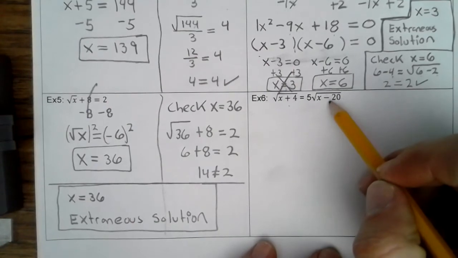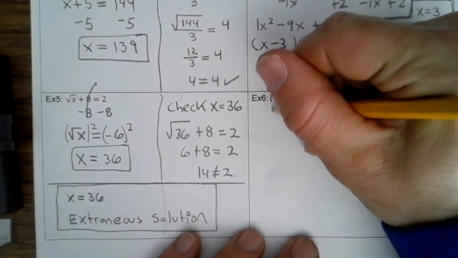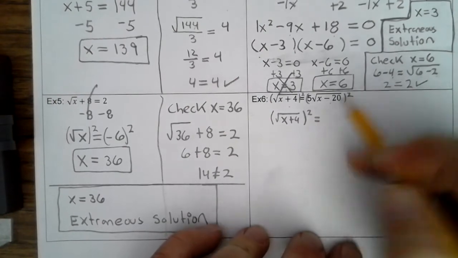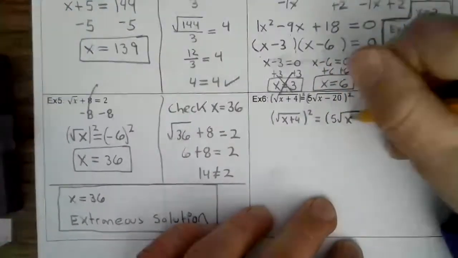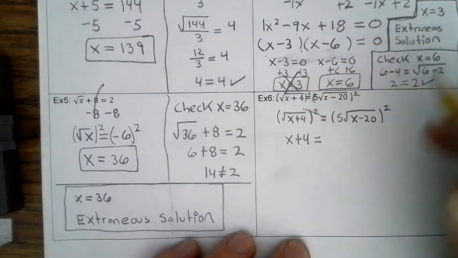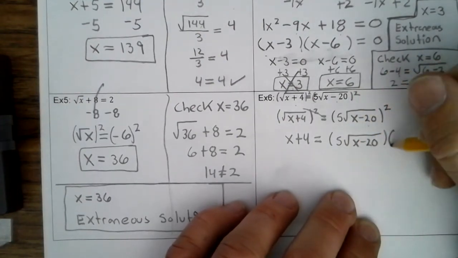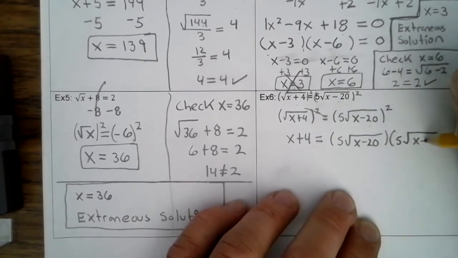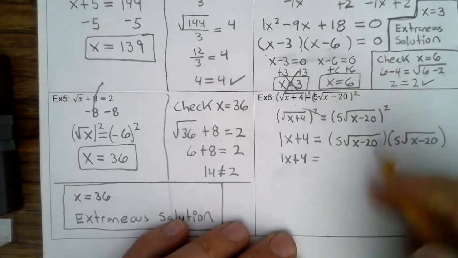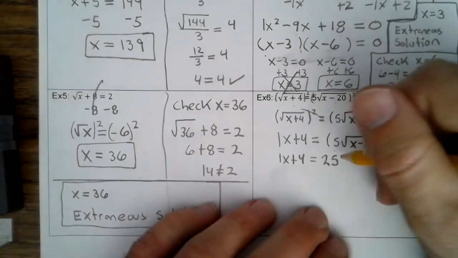So the square roots are isolated as much as they can be, so we're going to square both sides. And that's a little hard to see, so let me write it out. x plus 4 squared equals 5 square root of x minus 20 squared. Now that becomes a power of 1. You're left with x plus 4. When you square something, you're multiplying it by itself twice. So that's 5 square root of x minus 20 times 5 square root of x minus 20. So then you're left with 1x plus 4 equals 5 times 5 is 25. And the square root of x minus 20 times the square root of x minus 20 is just x minus 20.